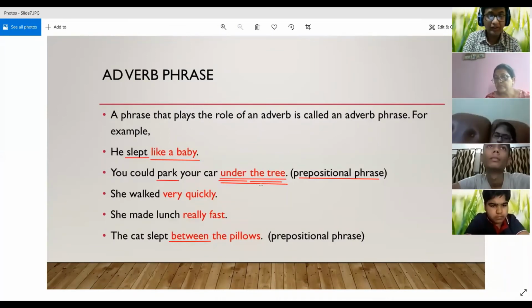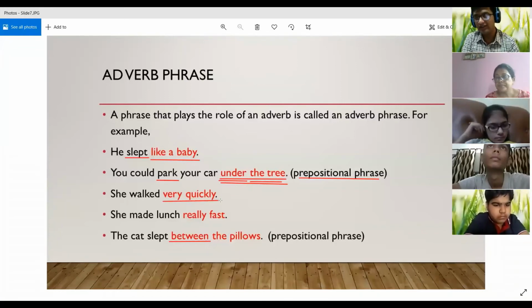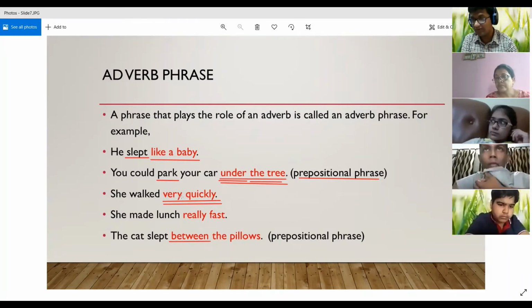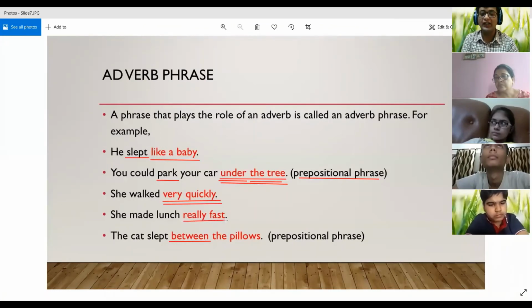Okay. Now, she walked very quickly. So how she walked? The answer is very quickly. So very quickly becomes an adverb phrase. Okay, because very quickly over here is acting as adverb of manner, right? Because it is answering the question how she walked. She walked very quickly. Now, she made lunch really fast. So again, really fast is again adverb of manner in this case. This phrase is acting as adverb of manner. Really fast.